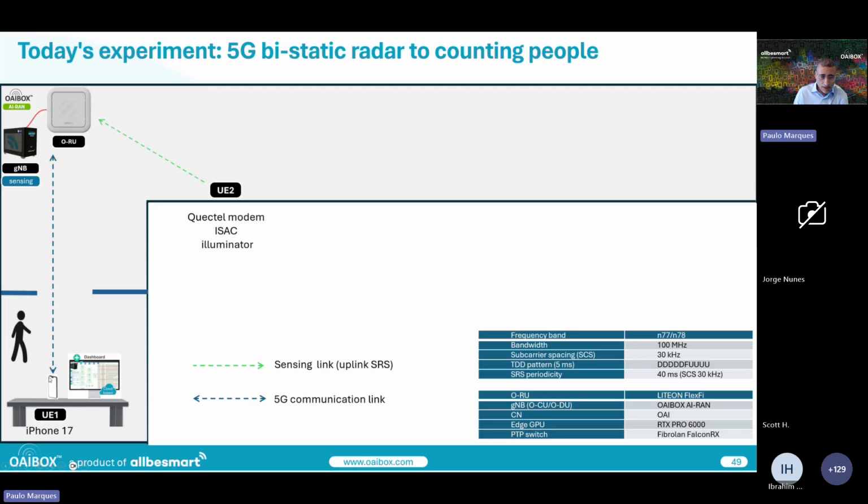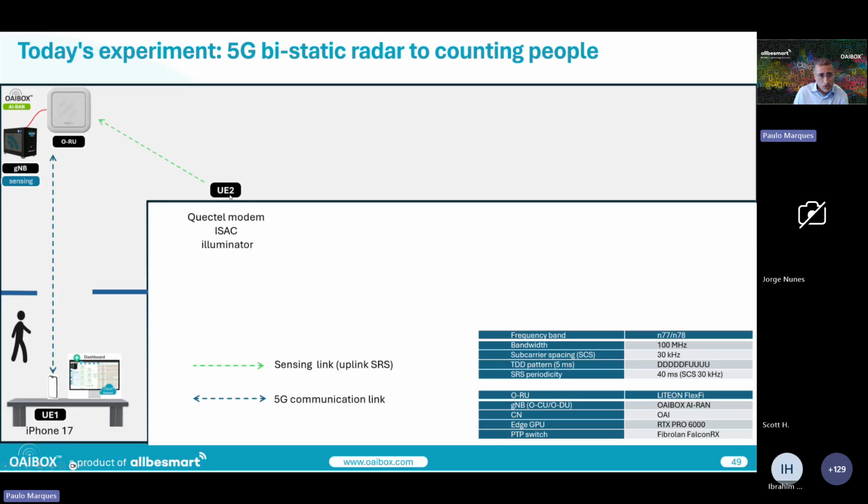So by the way, a lot of people in the community are asking about supporting iPhone 17. So it's already supported in OAI, and today you are going to see this demonstrated. So we have a data link, a 5G communication link. But at the same time, you have here a Quectel modem that acts as ISAC illuminator.